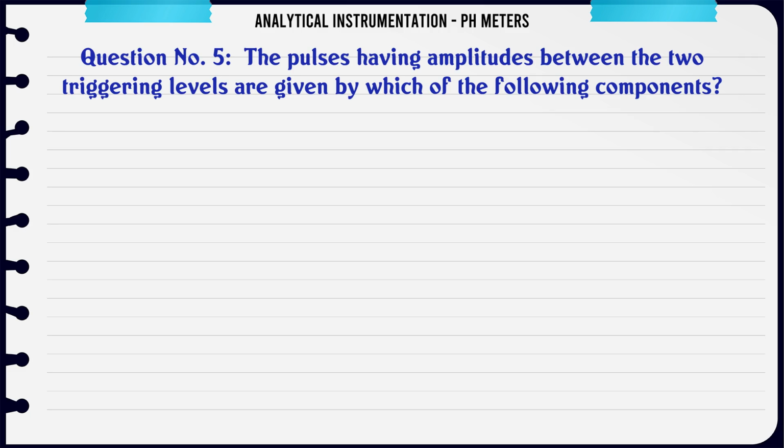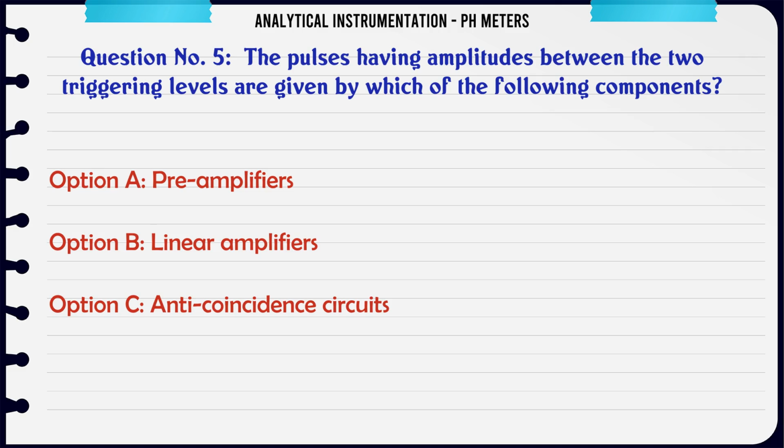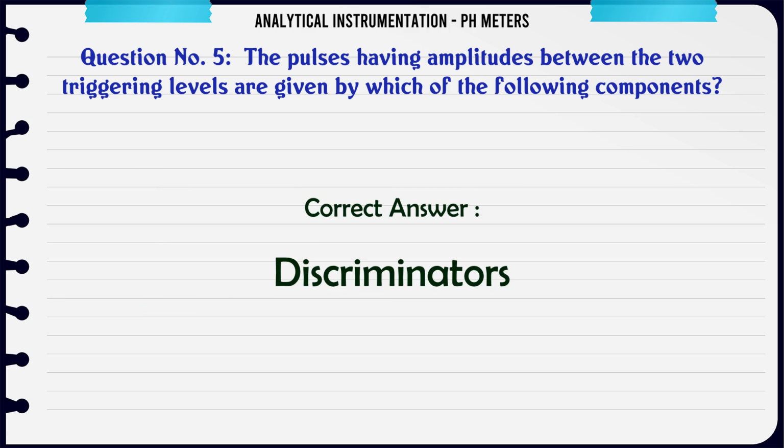The pulses having amplitudes between the two triggering levels are given by which of the following components? A. Preamplifiers. B. Linear amplifiers. C. Anti-coincidence circuits. D. Discriminators. The correct answer is discriminators.